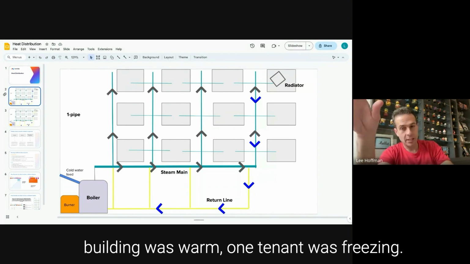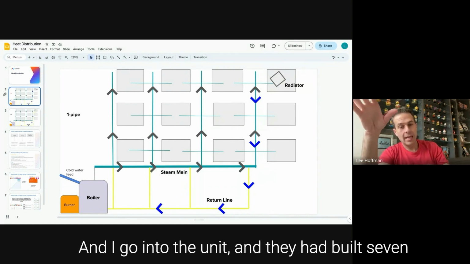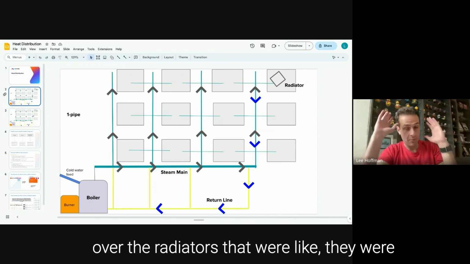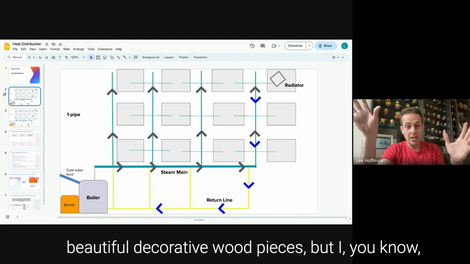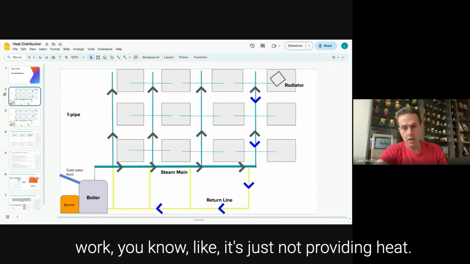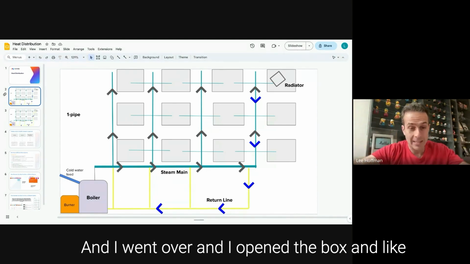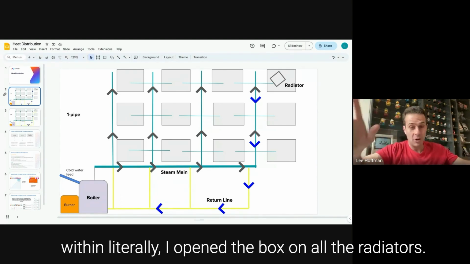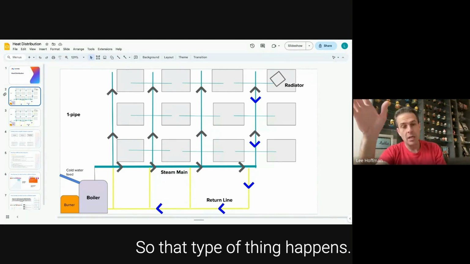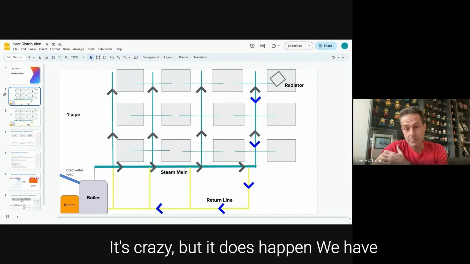One tenant was freezing, and I go into the unit, and they had built 7-inch thick wood boxes with no venting, no holes over the radiators. They were beautiful decorative wood pieces, but I went in and he was like, the system doesn't work, it's just not providing heat. And I went over and I opened the box on all the radiators, and within 5 minutes the environment was warm, right? So that type of thing happens. It's crazy, but it does happen.